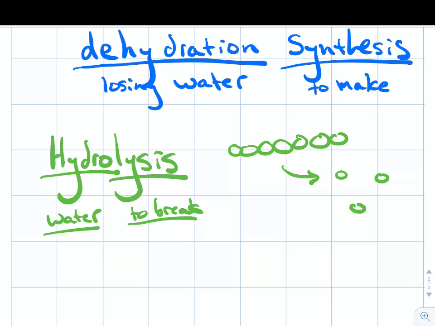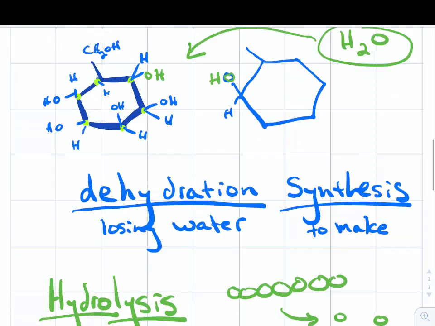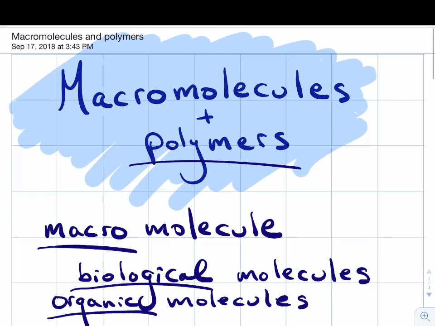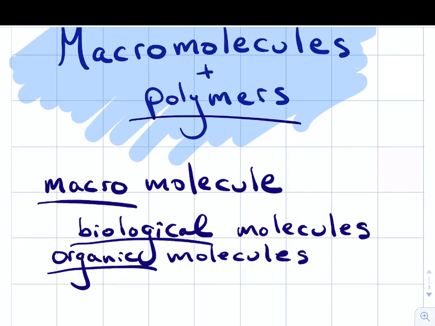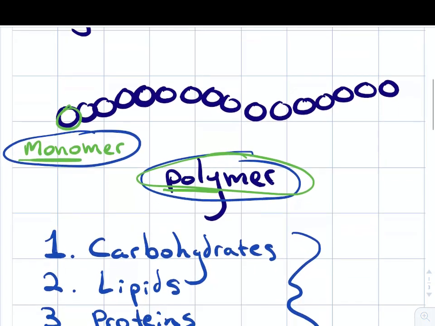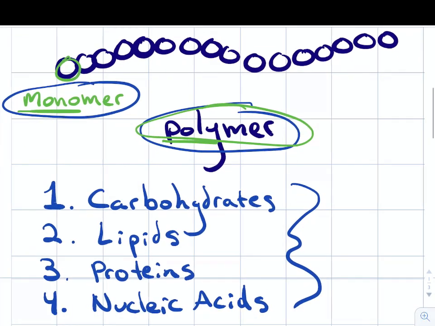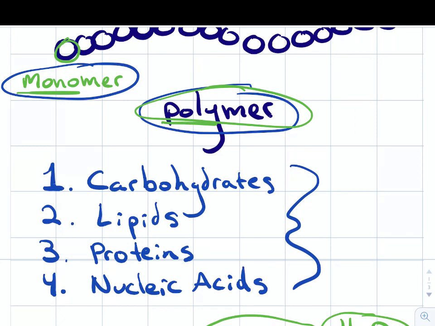So in this video, the important words here are, let's start from the top. We should know what a macromolecule is. A macromolecule is also known as a biological molecule or an organic molecule, and they're important for life. All of them have a small subunit known as a monomer and a larger structure known as a polymer made from several monomers connected together. Here are our four types of macromolecules that we'll make future videos about independently.